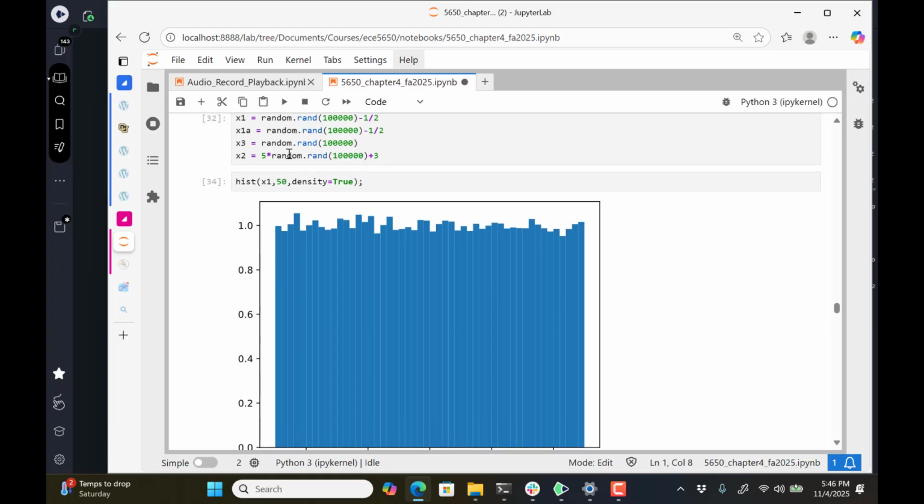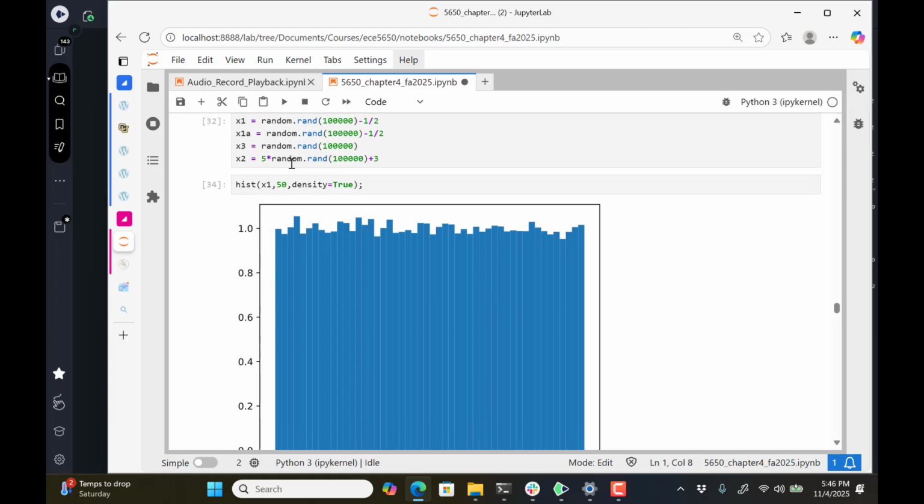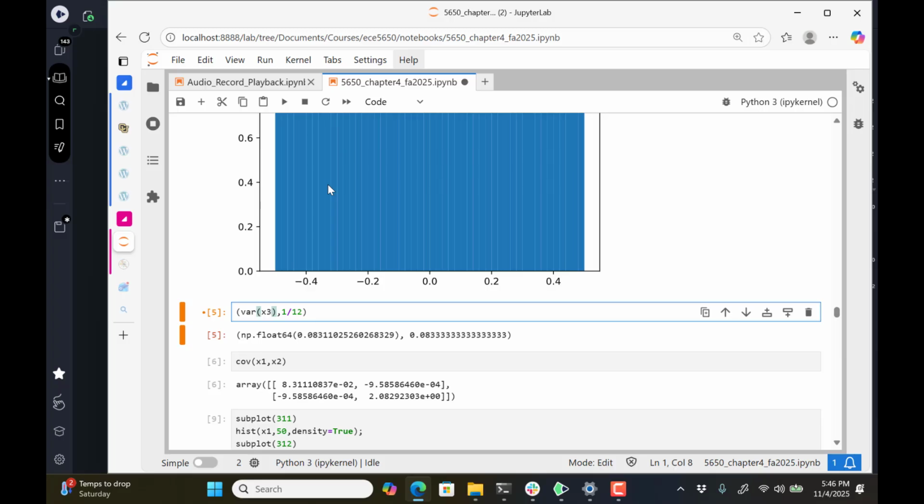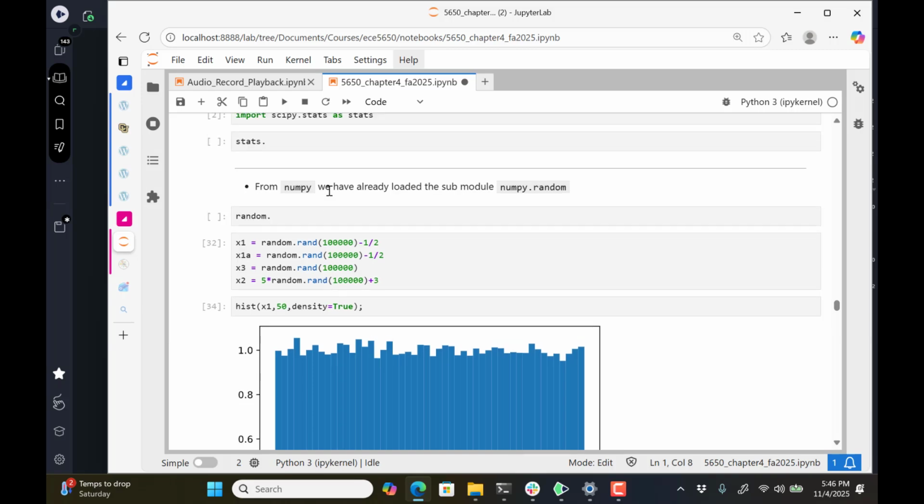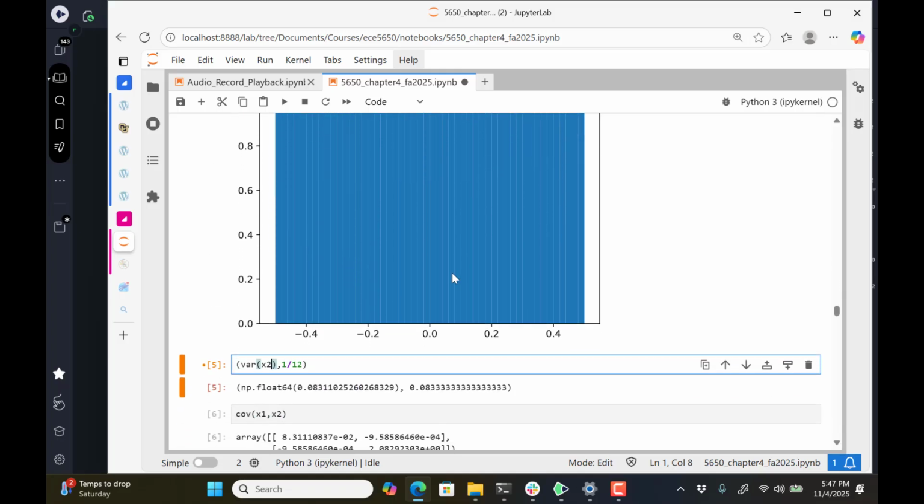x3 is the one, or x2, I guess, is what I want to do. What should we be getting for this one? Variance doesn't care about a mean shift, so the 3 doesn't factor in, but we're going to scale numbers that run from 0 to 1, or have a spread of 1, by 5, so we're going to have a width of 5. So the formula is delta squared over 12. So what is delta squared over 12?